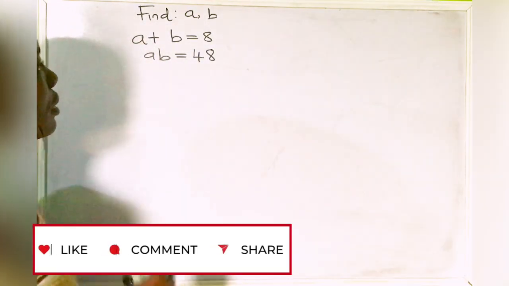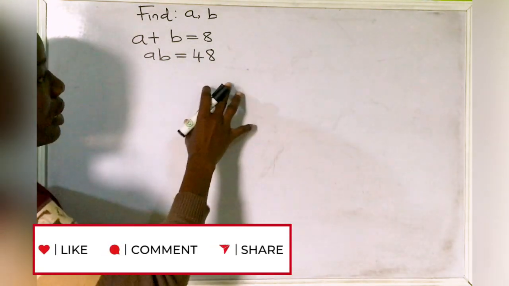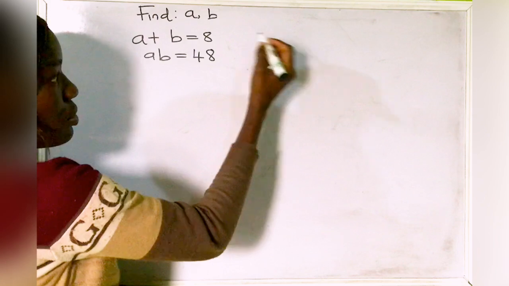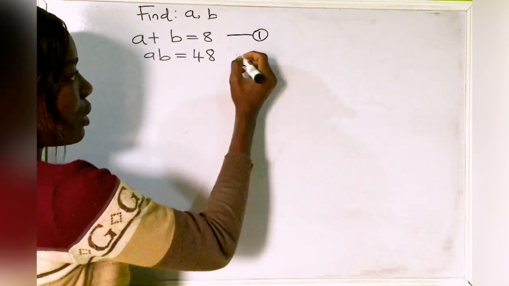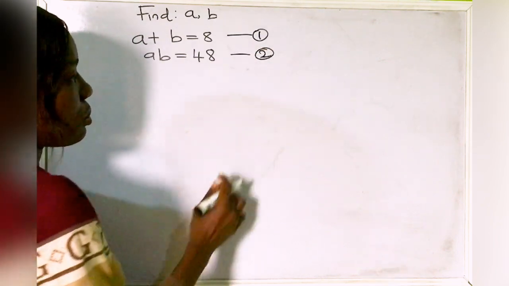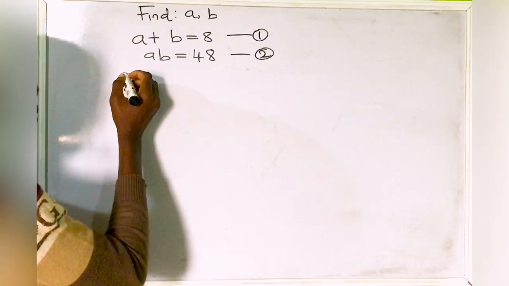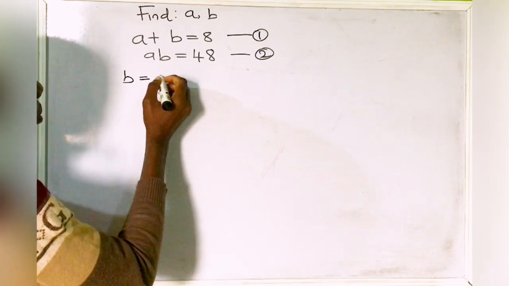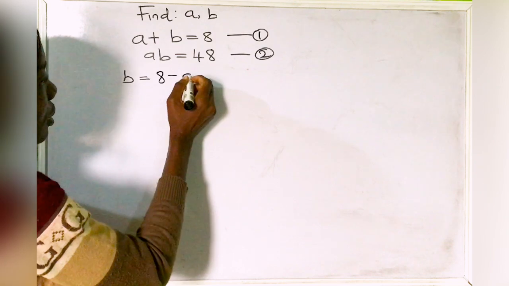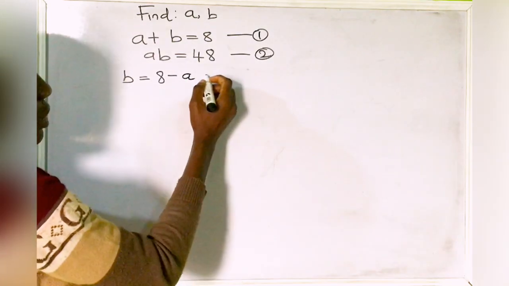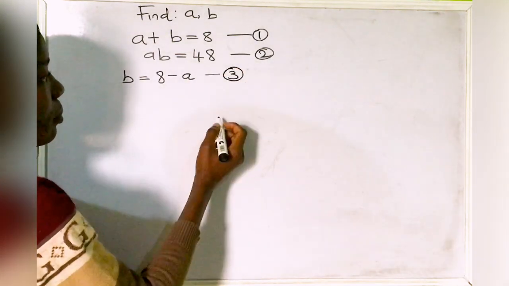Let's solve this equation. We have a plus b is equal to 8, ab is equal to 48, and we're asked to find the value of a and b. So the first thing to do is to call this equation 1 and call this equation 2. So from equation 1, you can see that the value of b is equal to 8 minus a. Okay, then we can call this equation 3.